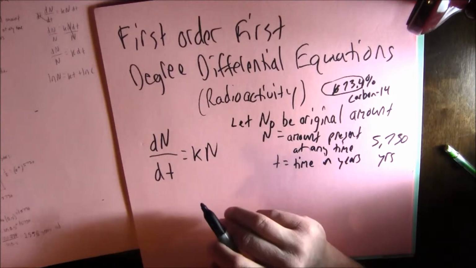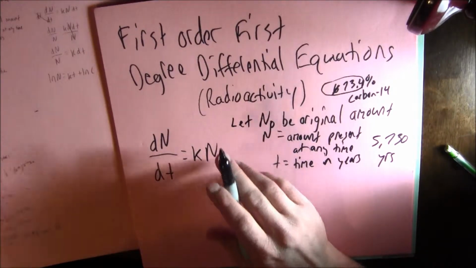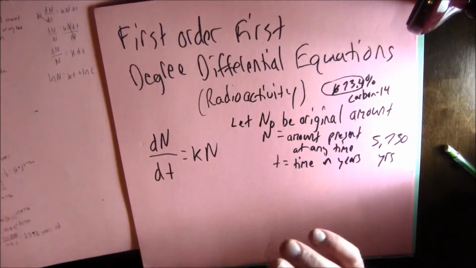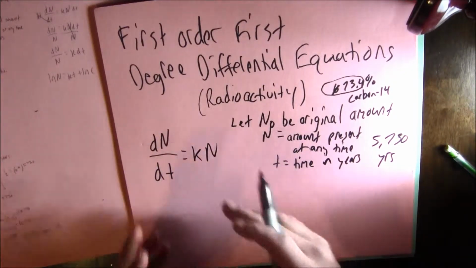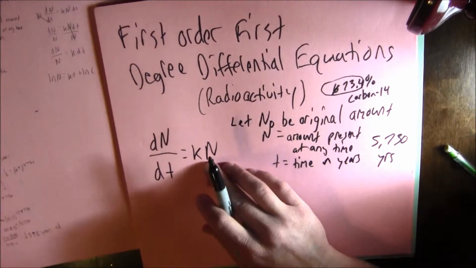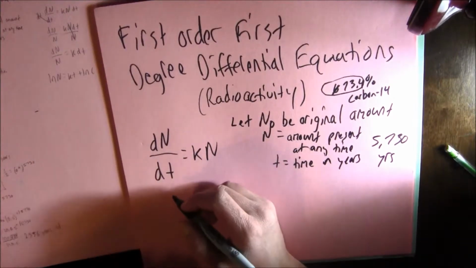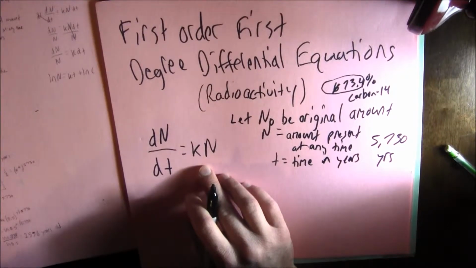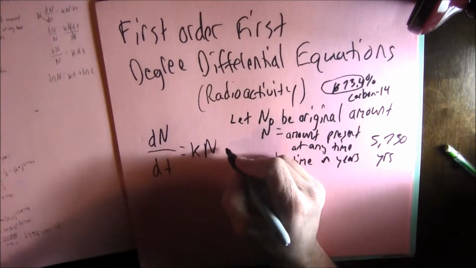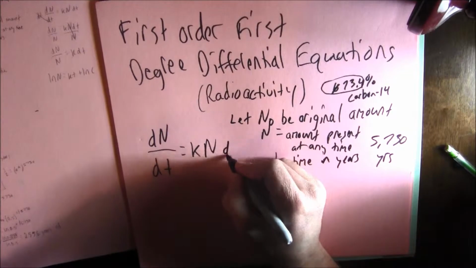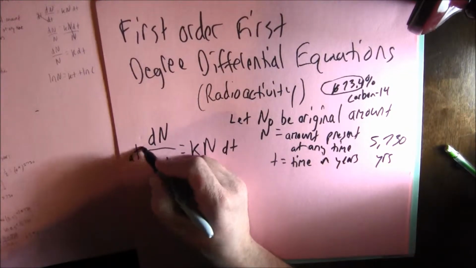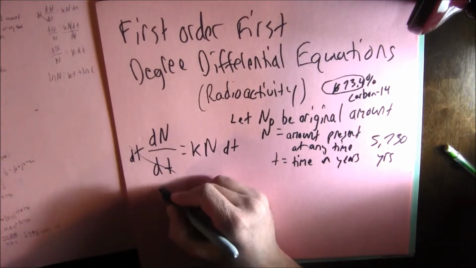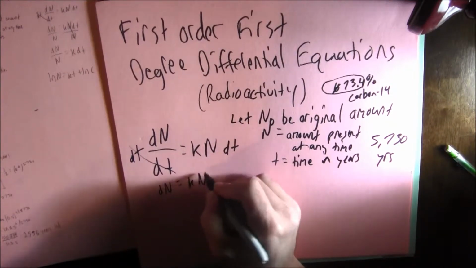First thing you want to do is separate the variables. We put a little algebra in here. I'm going to look at that and say, hey, I want to take dt, see a dt? Put it over here, and that cancels out. So you're left with dN equals kN dt.